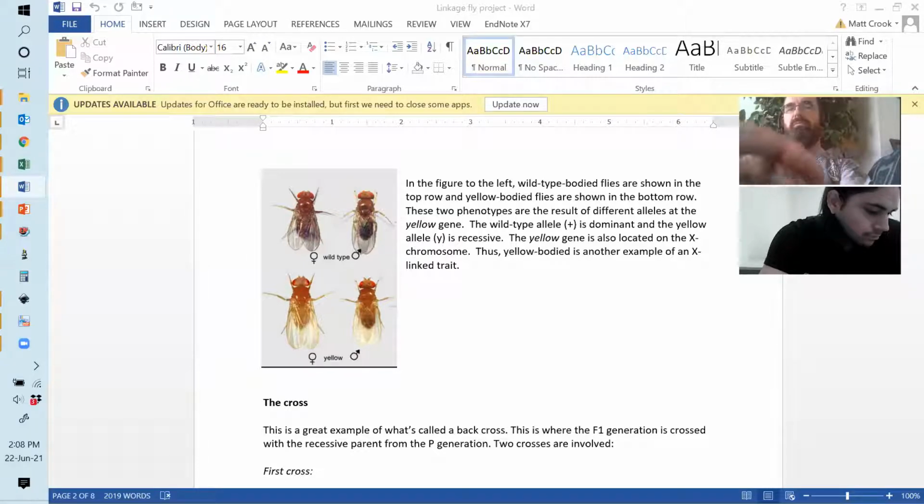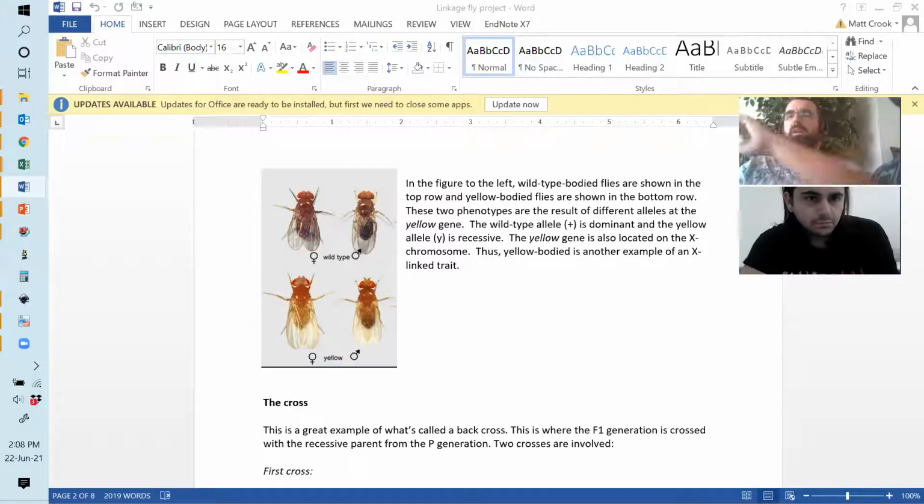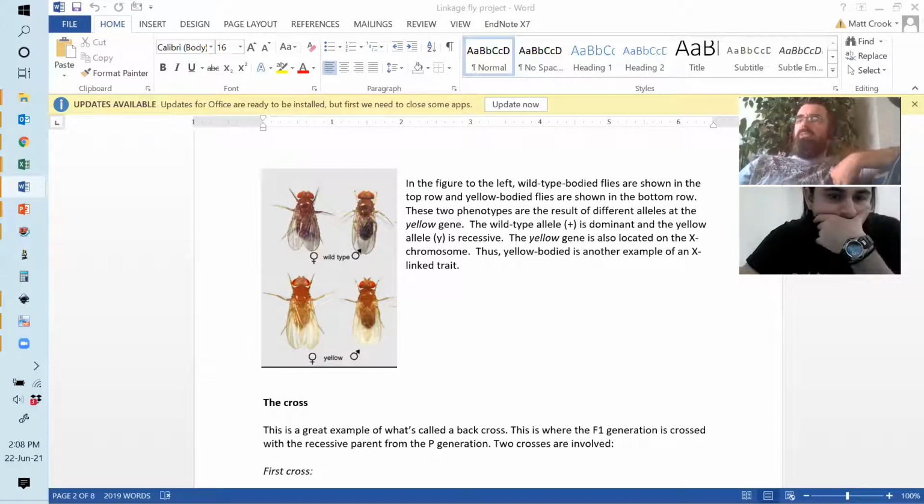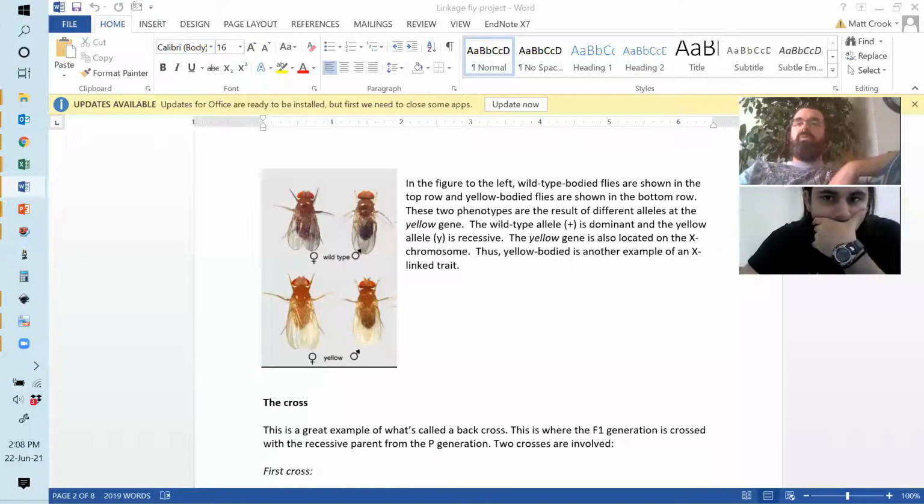Hemizygous equals A, because you only have one copy of that allele, because that gene happens to be on the X chromosome. And so both of the traits that we're looking at are encoded by genes on the X chromosome.